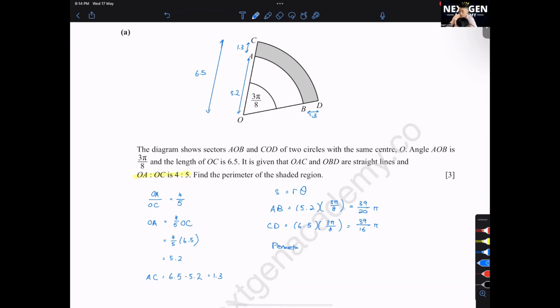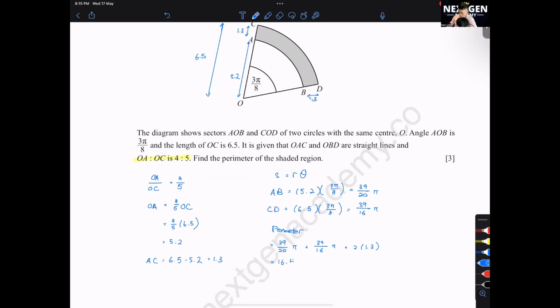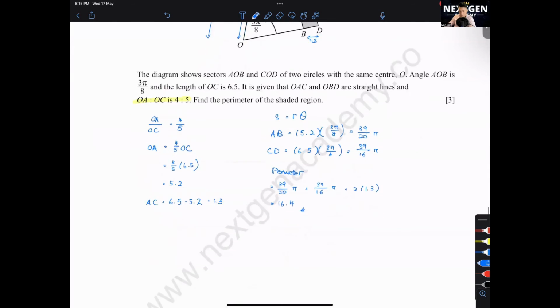Total perimeter, we just need to add everything up together. So 39 over 20 pi plus 39 over 16 pi plus 2 times 1.3, which is equal to 16.4. Okay, did all of you get this? I'll go a bit faster because I want to discuss the next paper with you also. Can? If all good, just give me a thumbs up. Okay, good. Next one.